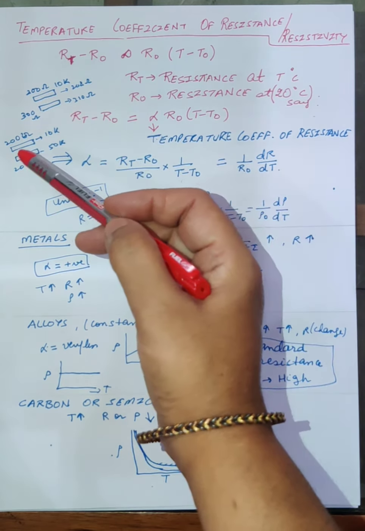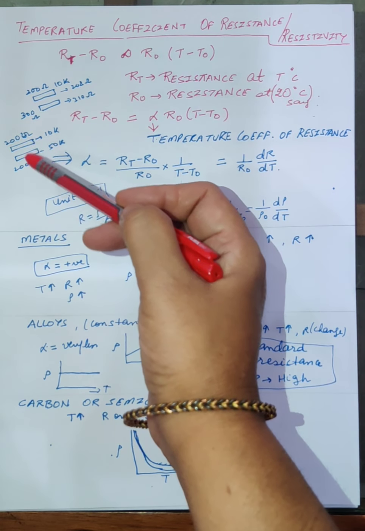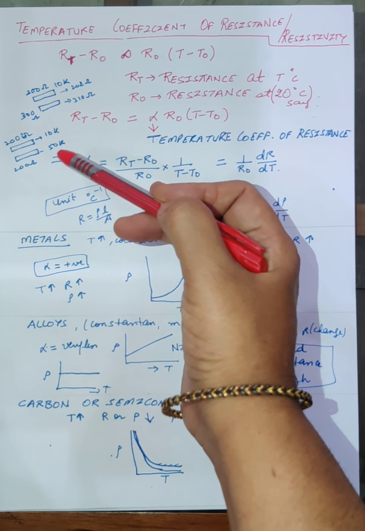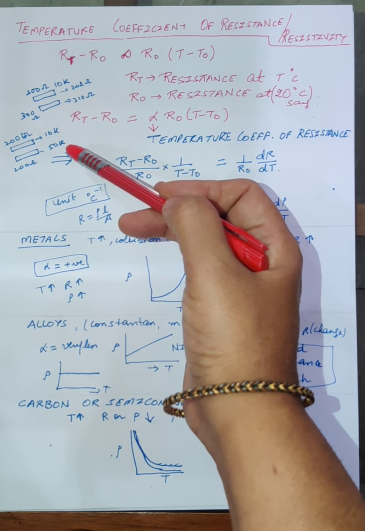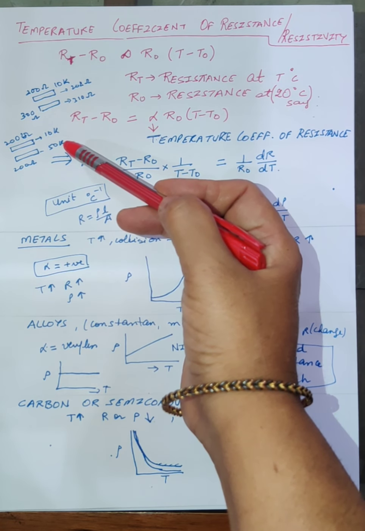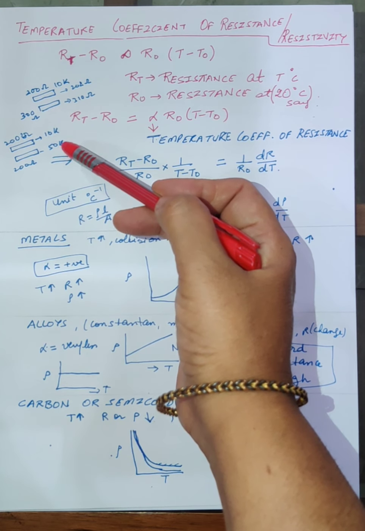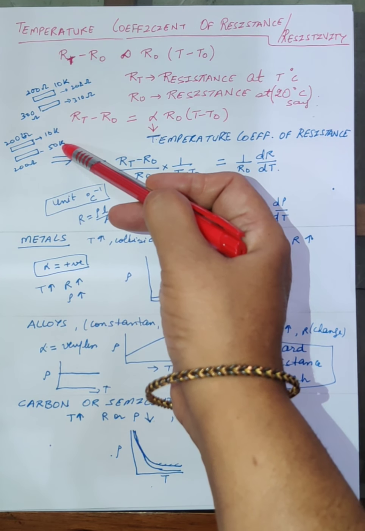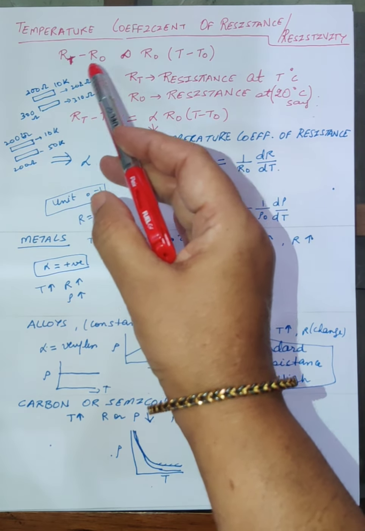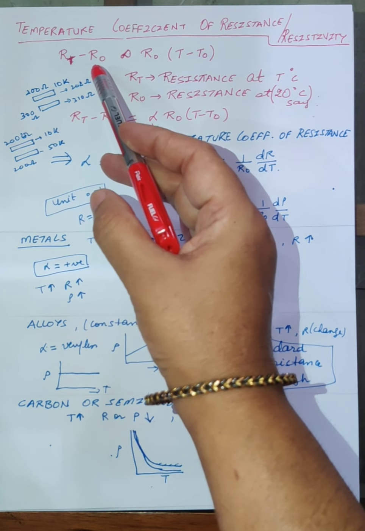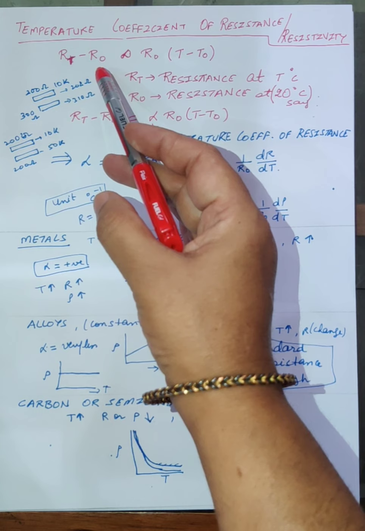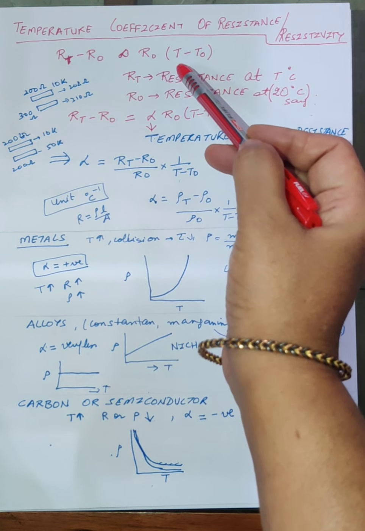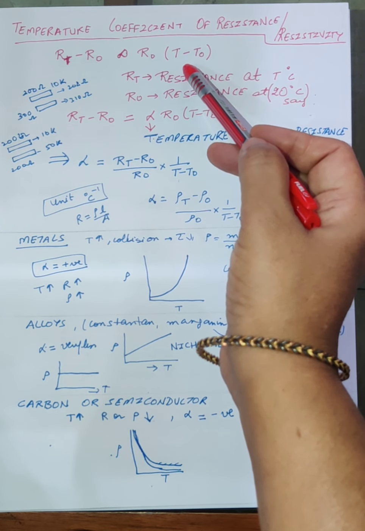Now suppose I have two conductors whose initial resistances are the same, that is 200 ohms, but I change the temperature. In the first case I increase the temperature by 10 Kelvin and in the second case by 50 Kelvin. You will find that the rise in resistance, when we increase the temperature by 50 Kelvin, will be more. So what have we concluded? That the rise in resistance with temperature is directly proportional to the initial resistance and directly proportional to the change in temperature.